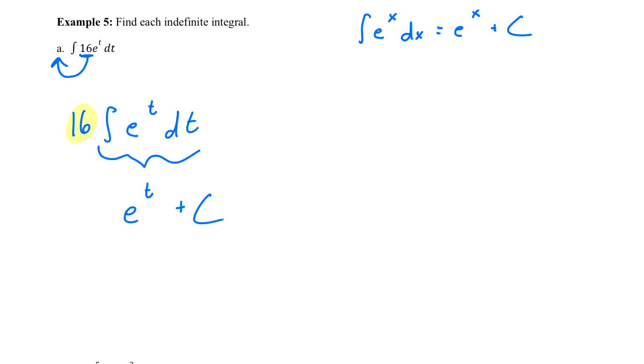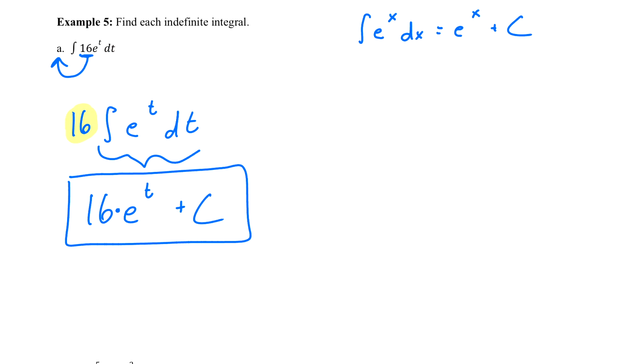Now, I don't totally get to ignore this 16. I don't just get to say, well, let's ignore it. It's not going to be a part of my answer. It does have to carry down, which means I'm going to multiply my antiderivative by that 16. So I'll have 16 times e to the t power plus c. So there is my first antiderivative.